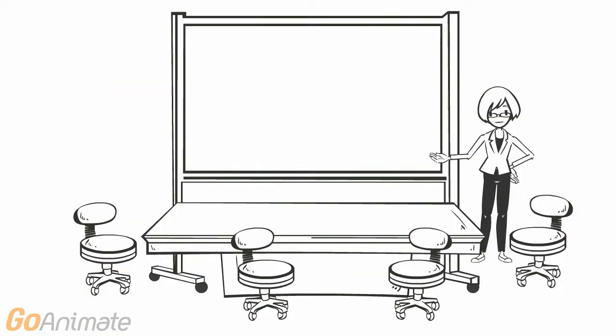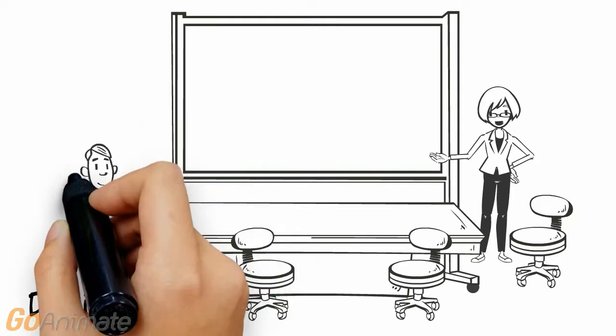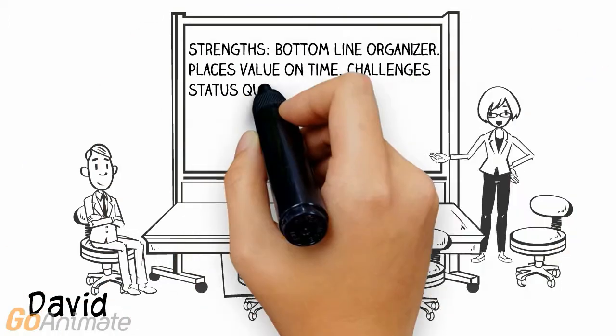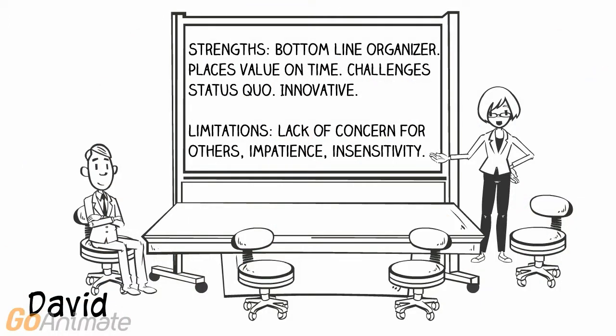Now let's look at some practical applications for this tool. Let me introduce you to the members of my team. Meet David. He is a high D. He is direct, decisive. He has high ego strength. He's a problem solver, a risk taker, a self-starter. He shapes his environment by overcoming opposition to accomplish results. His strengths are that he's a bottom-line organizer, places value on time, challenges the status quo, and is innovative. Some of his limitations are his lack of concern for others, his impatience, and his insensitivity.